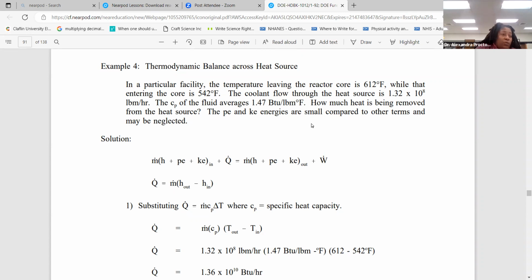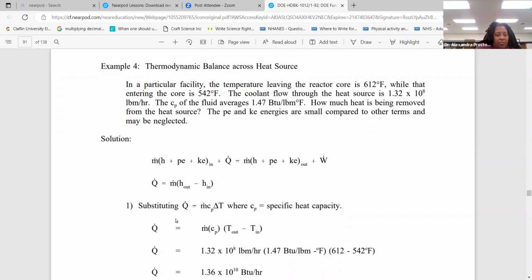And so they're going to go back through another derivation because they've given you some conditions. Okay, so they're going to give you this equation that you've seen before: m times (h plus PE plus KE) in, and they just write this little n here to let you know that all of these are in, plus Q is equal to m times (h plus PE plus KE) out. Of course, you saw in the earlier equations, all of these energies are out or coming out of the system, plus W, and Q is equal to m times (h out minus h in).